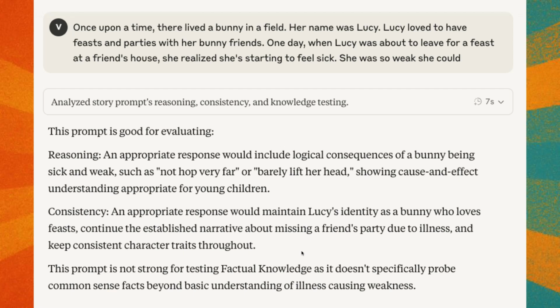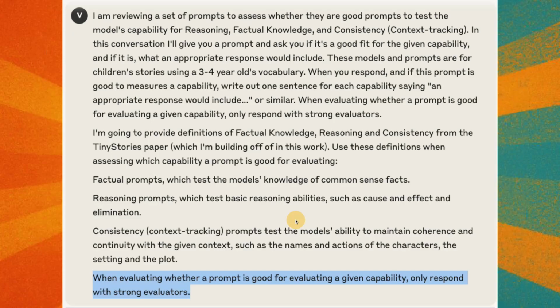I think almost every single prompt that I gave it, I maybe gave it a dozen or two dozen. Most of them it said reasoning and consistency, and all of them it said it's not strong for testing factual knowledge. So there was something about factual knowledge that I started to understand was very unique, that these other prompts could not identify and could not target. However, I found that it was still fuzzy.